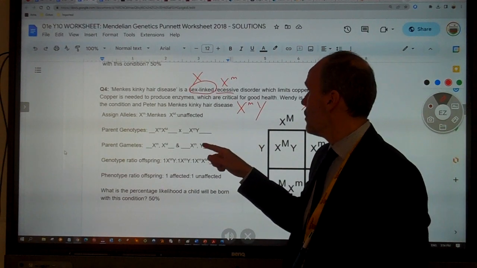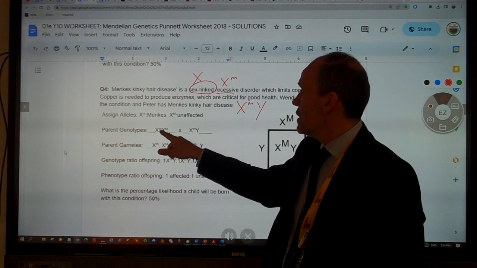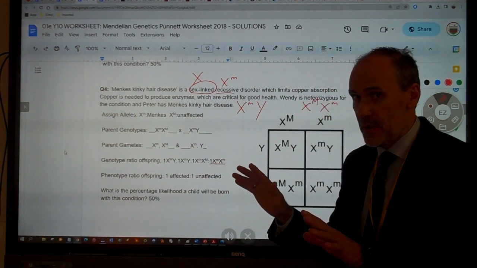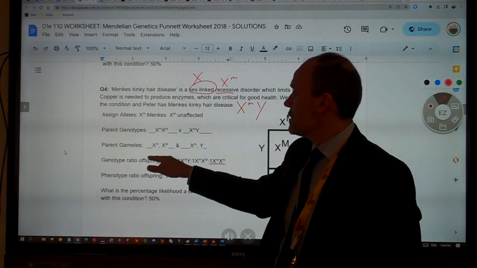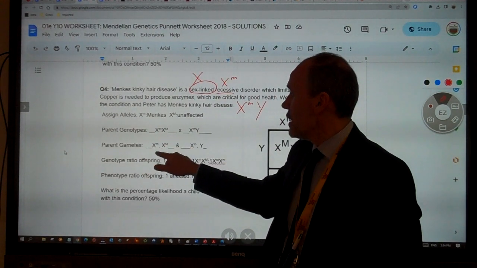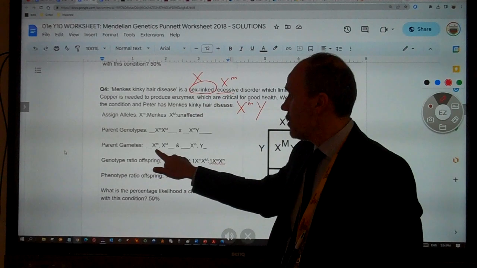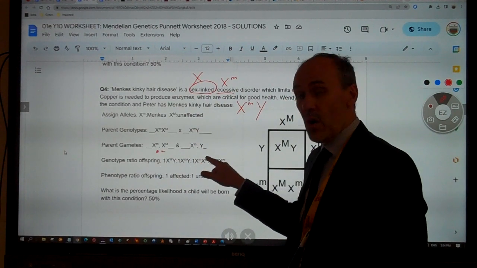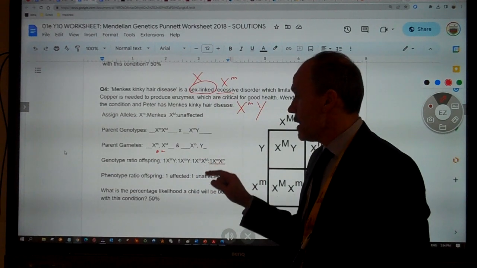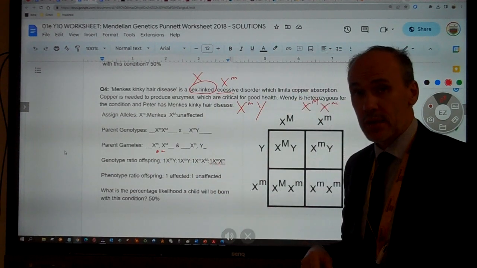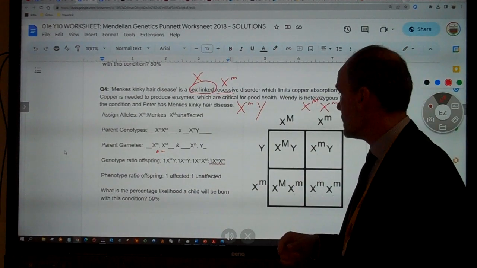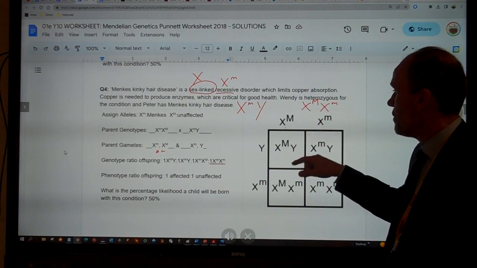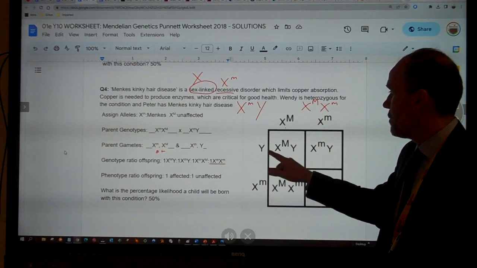We've already worked these out as we went through the sentences. Okay, highlighting our key words. Parent genotypes, Wendy and Peter. Remember, the Y doesn't have it. Don't put it there. Parent gametes. Wendy can pass on an X with a little m or an X with a big M. One or the other. Peter can pass on an X with a little m or a Y. Okay? So he could contribute an X to produce a daughter or a Y to produce a son. And when we draw our Punnett square, there's Wendy, X, X, big M, little m, and there's Peter, X with a little m and a Y.